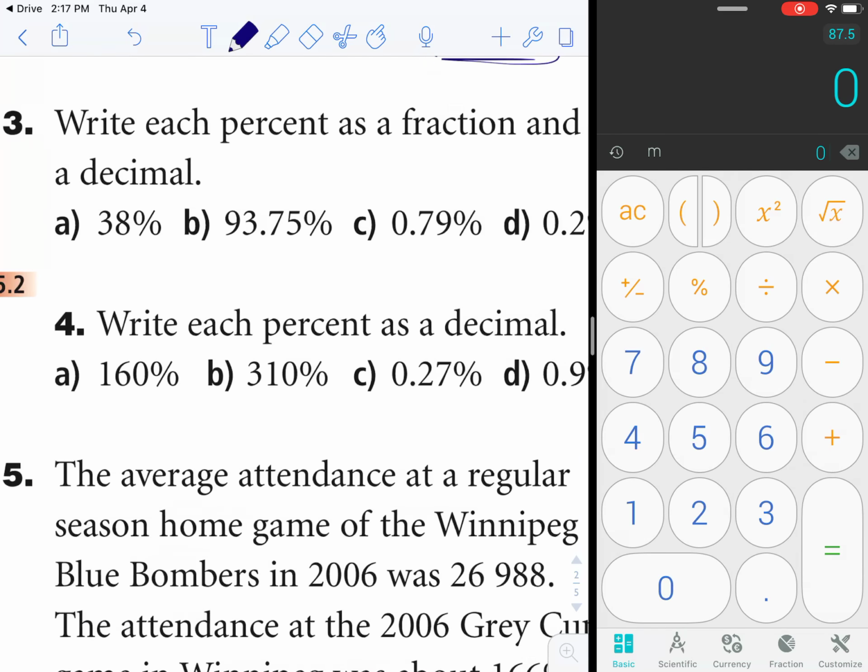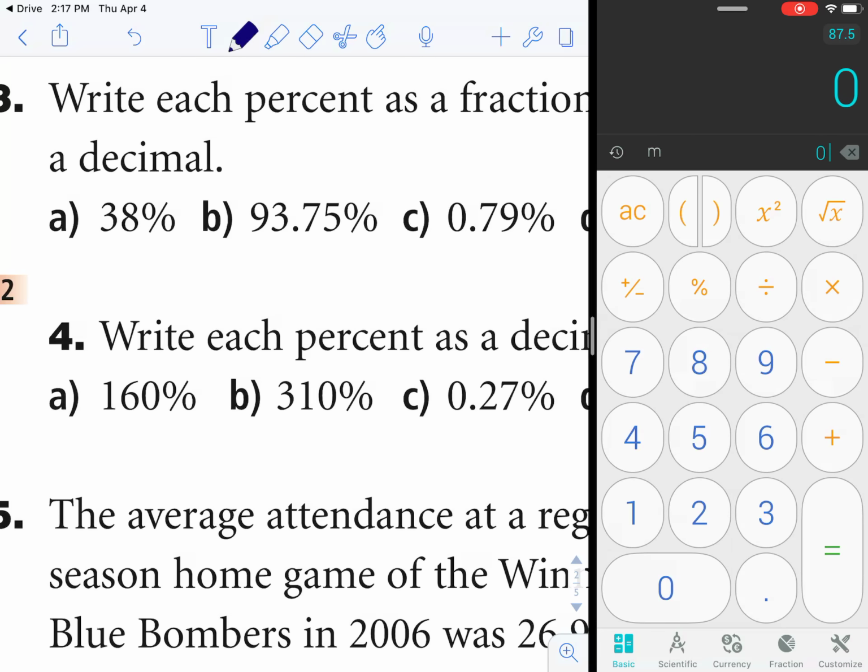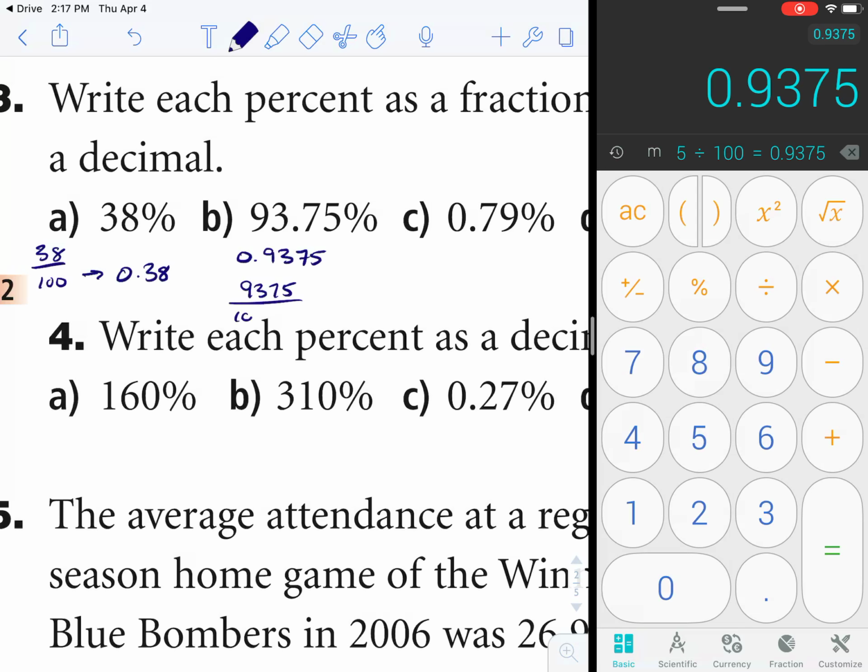All right, writing each as a fraction and a decimal. Well, for the fraction, 38% means out of 100. So 38 out of 100. I'm sure you can reduce that to something. And as a decimal, 38 divided by 100, 0.38. Okay, writing this as a decimal, 93.75 divided by 100. That's going to be 0.9375. As a fraction, 9375 out of 10,000. And try to reduce that.